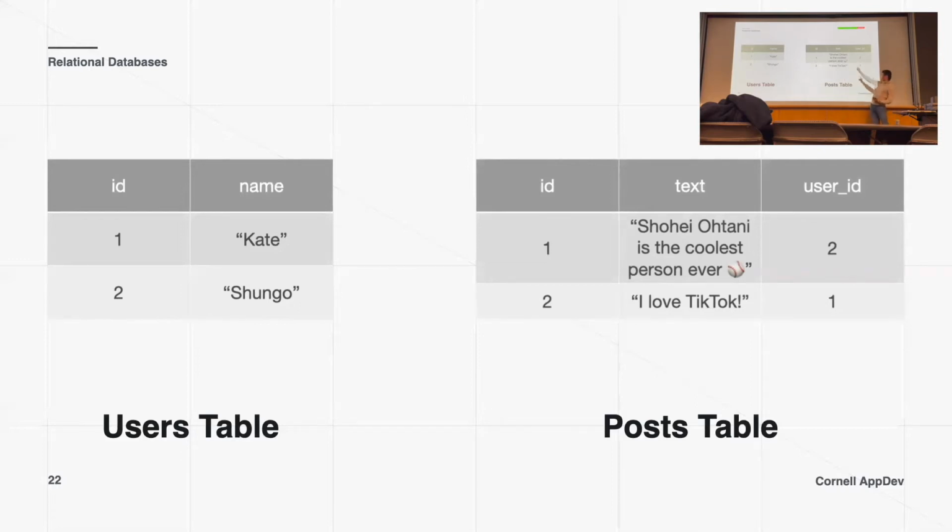So the post with ID 1, "Shohei Ohtani is the coolest person ever," is made by the user with user ID 2, which is me. "I love TikTok" is made by the user with user ID 1, which is Kate. So as you can see here, user ID 2 correlates with the ID in the users table.